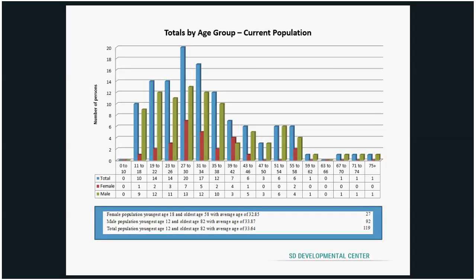Totals by age group of the current population. This shows that most of the people who are supported at SDDC are between the ages of 11 to 58. The average age of females is 32.85 years. The average age of males is 33.87 years. And the average age of the total population is 33.64 years.